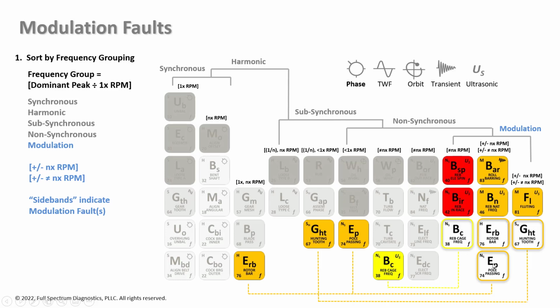Rotor bar, an electrical fault in a motor, so we have rotor bar passing frequency, and we have pulsations that create sidebands. And same thing with gear hunting tooth, and you see the combinations that can be looked at there. So sideband indicates a modulation fault. We definitely have some sidebands at 7,200, and we're going to refute everything that isn't rotor bar. So it's pretty likely it's rotor bar, but let's make sure.